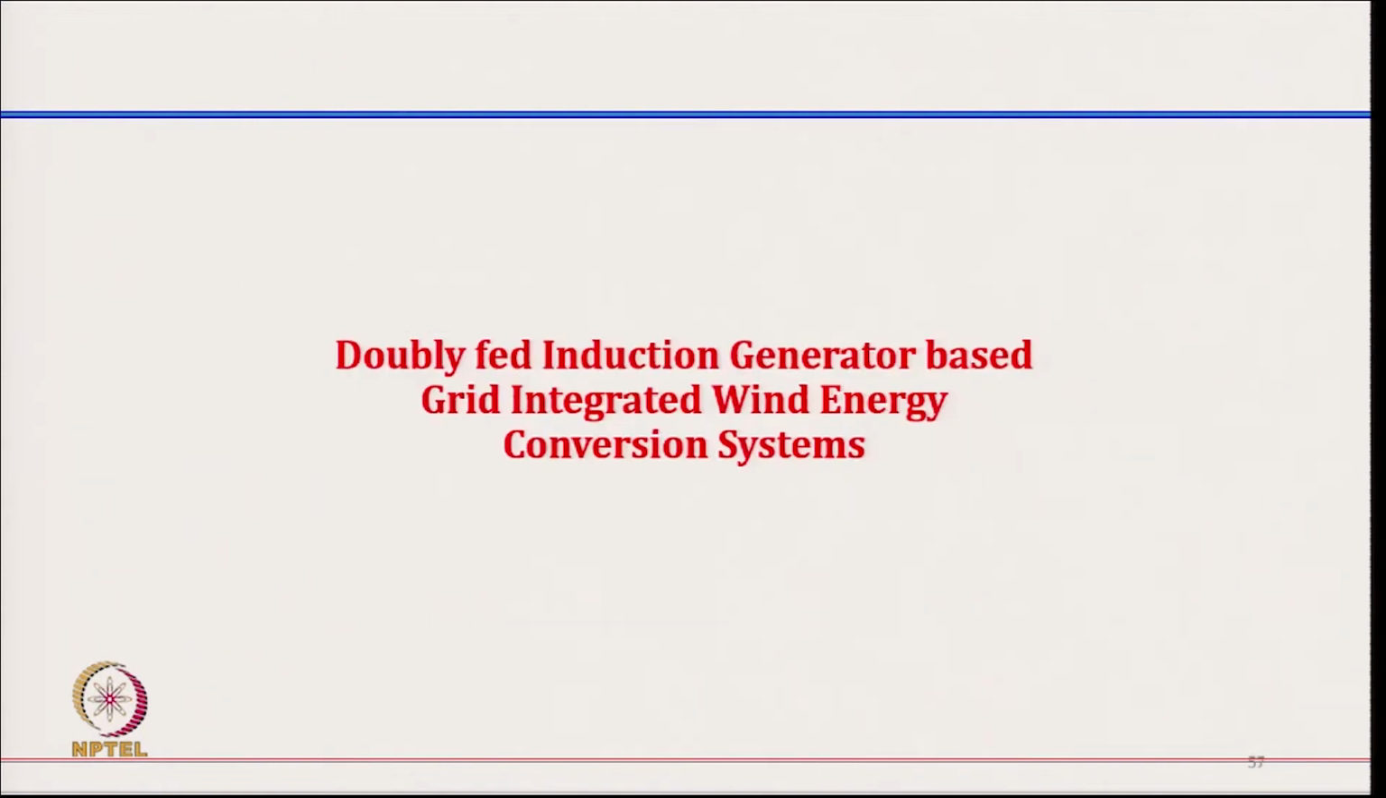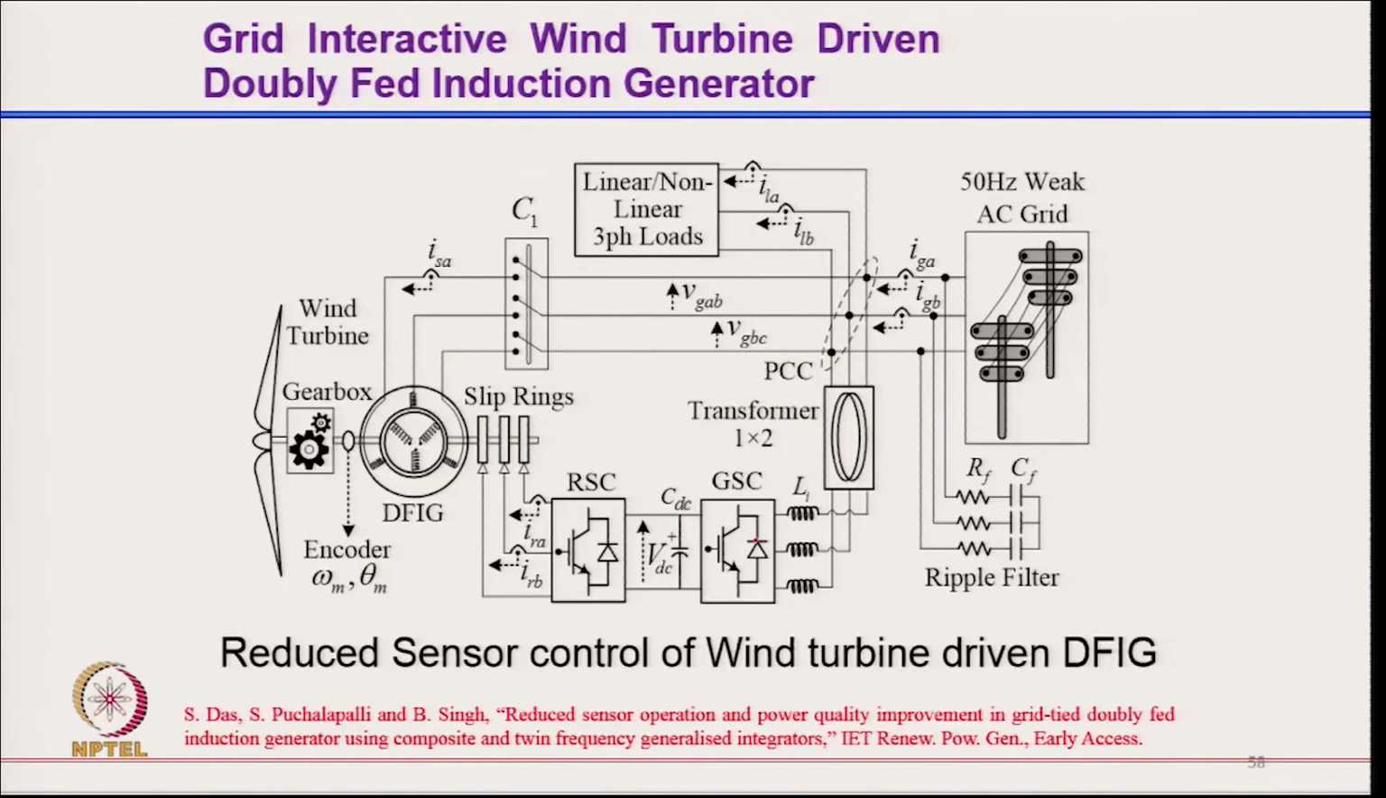So, now coming to another wind generation system, we call it the doubly fed induction based grid integrated wind energy conversion system. So, we have here the DFIG with the gear, and you have a rotor side converter, stator side converter, you have a synchronizing switch here, and you have the grid here also, and you have a local load also, and certainly we have to improve the power quality on the grid side.